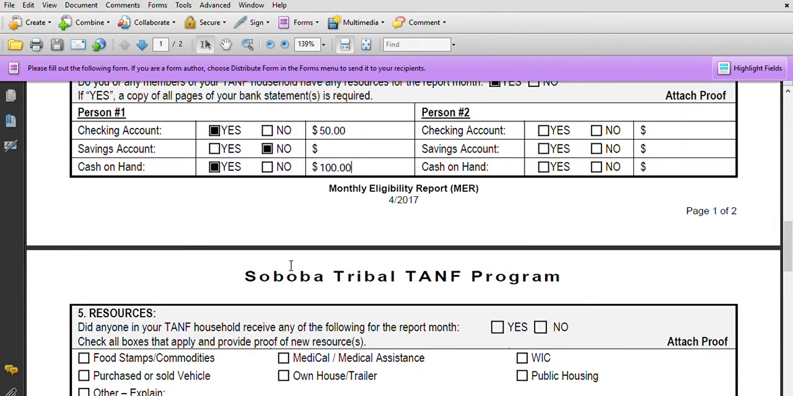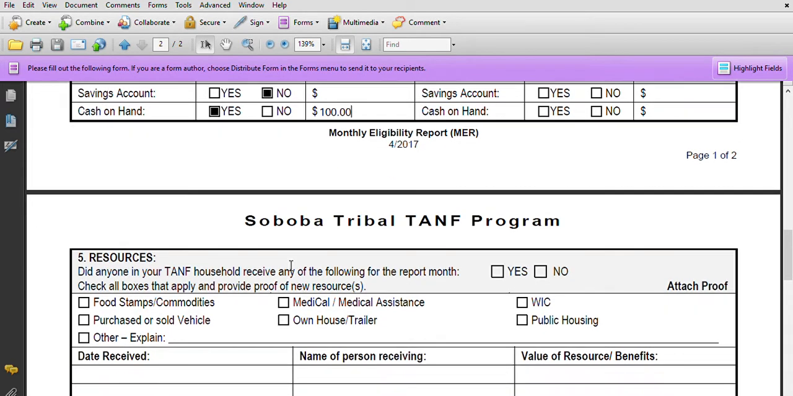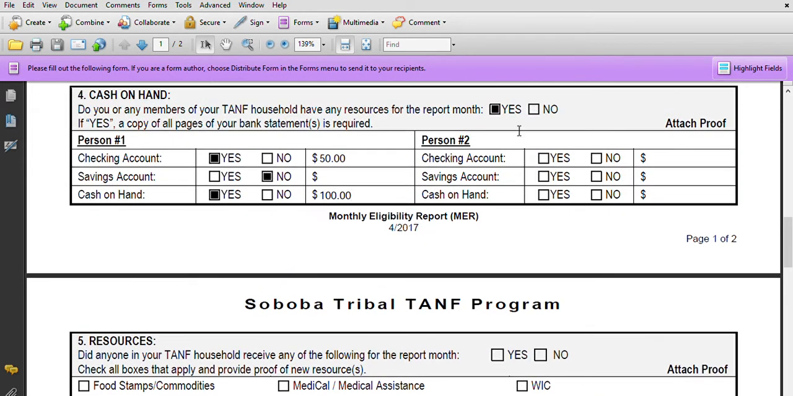Your cash aid check would probably be delayed. So just go ahead and do that if that's the case. Also, if this is a 2-parent household, which it's not in this situation, you're going to want to write the names of the individuals in this blank white space, and then you would report what the other individual has.